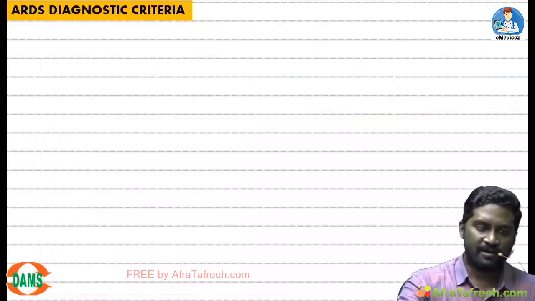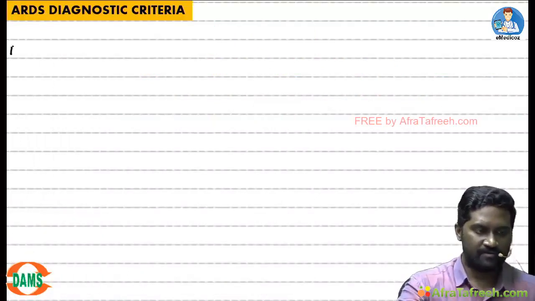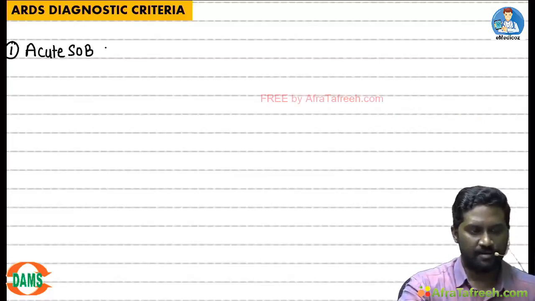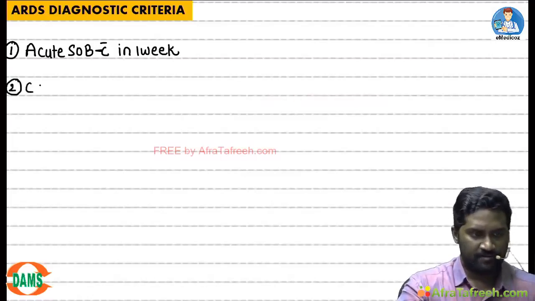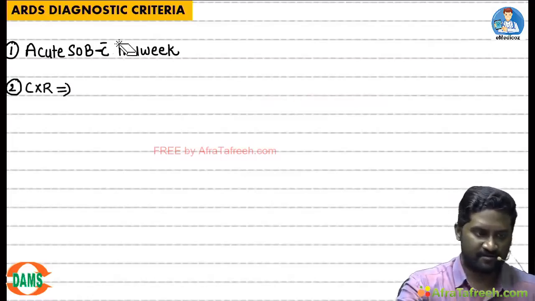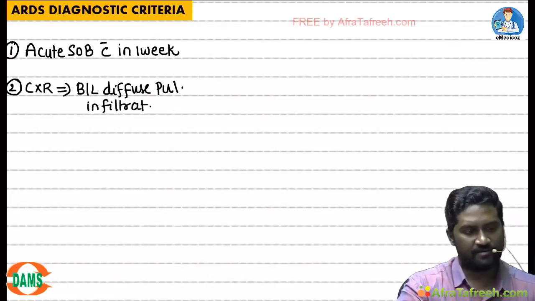Coming to ARDS diagnostic criteria. To call it ARDS, as already discussed, the patient will have acute shortness of breath within 1 week. Second important thing, if you take a chest X-ray, there will be bilateral diffuse pulmonary infiltrates. One can notice bilateral diffuse pulmonary infiltrates. And the origin of edema.